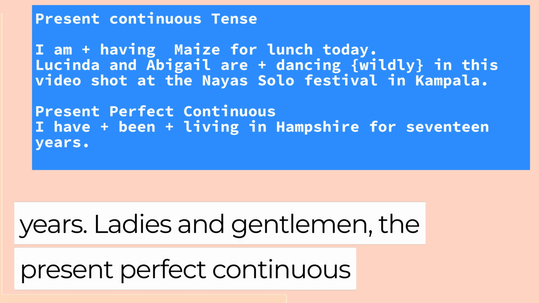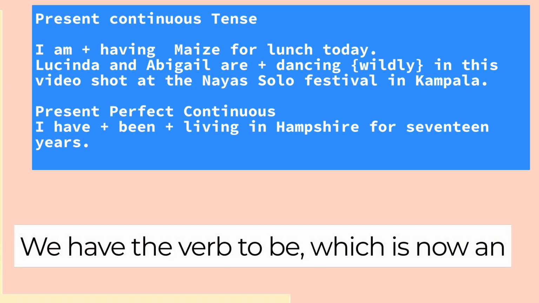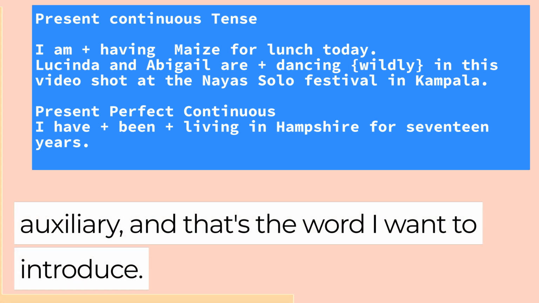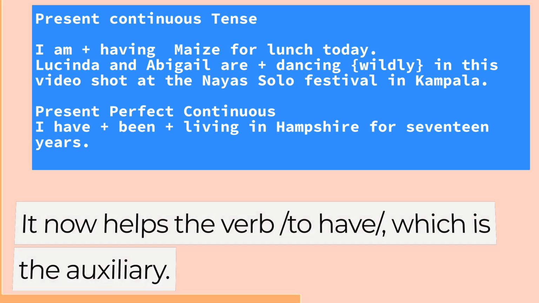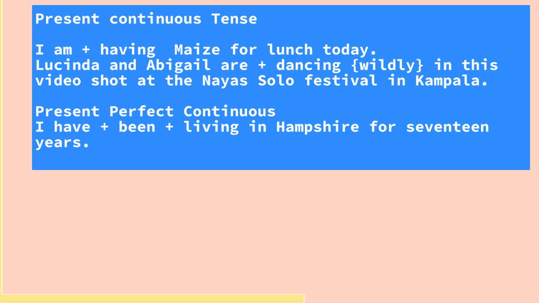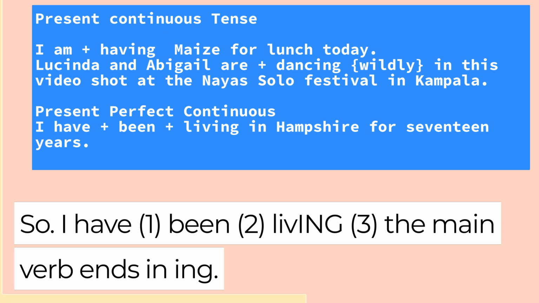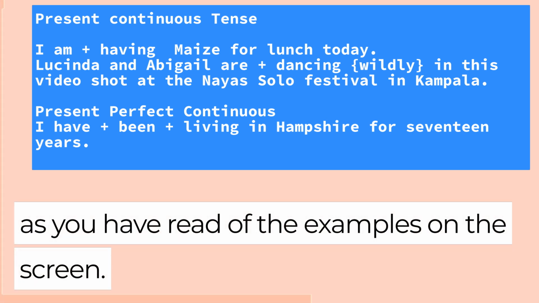Ladies and gentlemen, the present perfect continuous is made up of 3 words. We have the verb to be, which is now an auxiliary, and that's the word I want to introduce, B-E-E-N, the verb to be, the past participle. It now helps the verb to have, which is the auxiliary. So, I have been living. The main verb ends in ing. I'm going to be quiet for a second as you have a read of the examples on the screen.